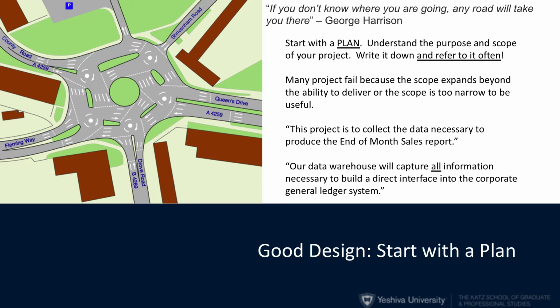Another example would be: our data warehouse will capture all information necessary to build a direct interface into the corporate general ledger system. In this example, we're defining as the boundaries of our scope the information that we need in order to feed the general ledger. This is something that should be well understood and documented and will define the scopes of our project. So again, we want to ask the question, if what we're doing is not necessary to deliver the interface to the corporate general ledger, it's out of scope. If it's necessary to deliver, it's in scope.